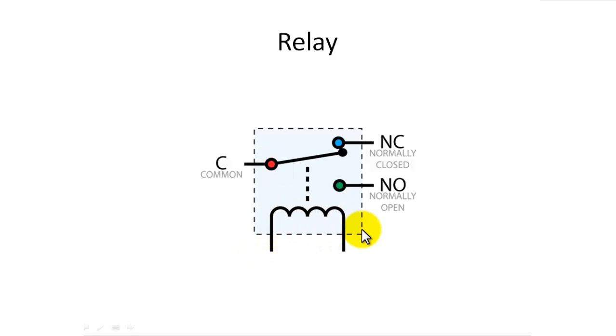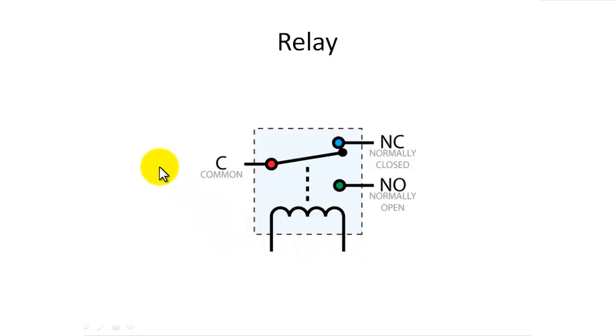So suppose this is the coil through which the supply will be given. This is a common, that means the signal that is to be passed, and these are the two terminals named as NC and NO, that is normally closed and normally open. As the name indicates, normally closed is the terminal to which the common terminal is connected whenever there is no supply given at the coil.